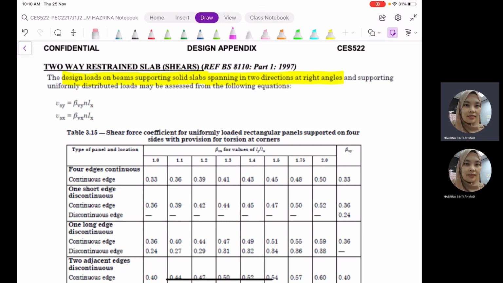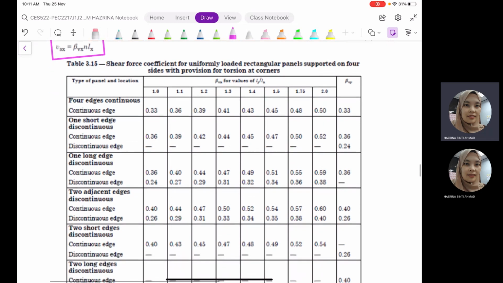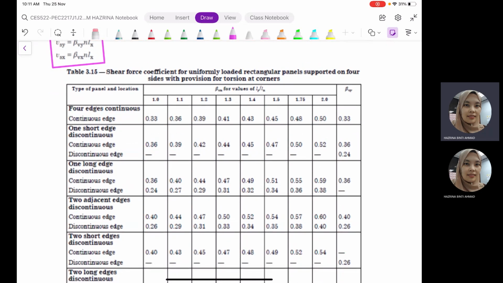We can use this equation, which are Vsx and also Vsy, in order to determine the values of the transferred loads, and the values for beta Vy and also beta Vx can be determined from this table. If you still remember previously in our calculation for the slab design, we have already used this table for the shear force coefficient. We are going to use this again, but this is on the load transfer to the beam. Similarly, we will be referring to the type of panel and also the location. So you have to look into the continuity of your slab, which part is continuous, which part is discontinuous. The method to determine that is similar to the slab design.